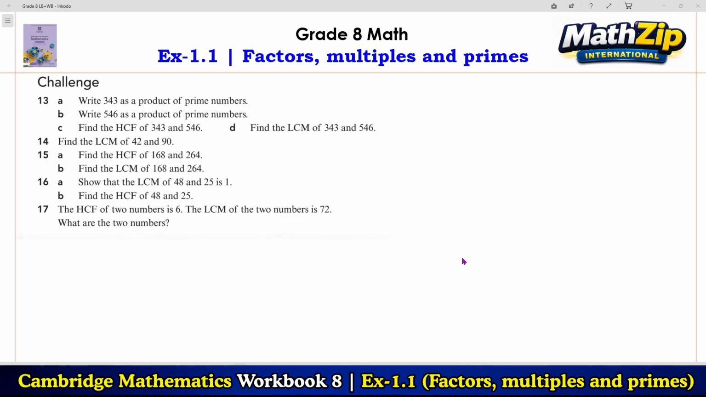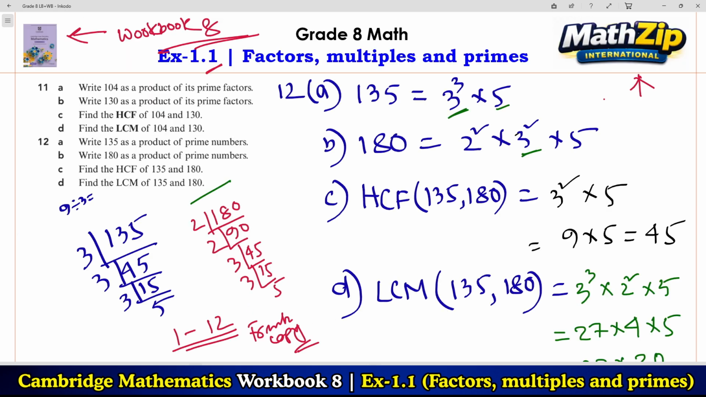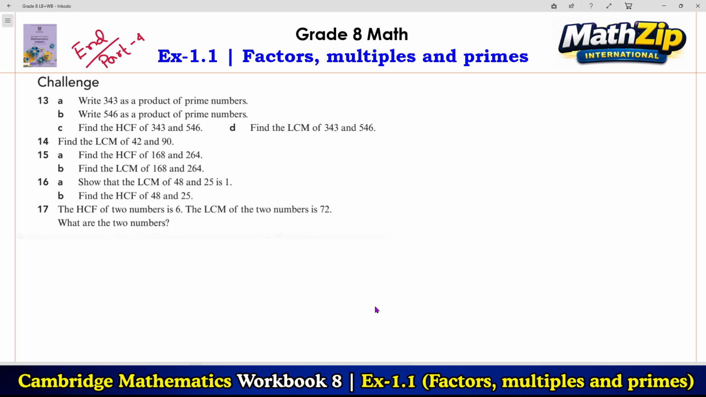Challenge. Question 13 of exercise 1.1. This is the end part, and it is also part 4. In the last three parts we have completed questions 1 to 12. You will get the playlist in the description box and also in the first comments.